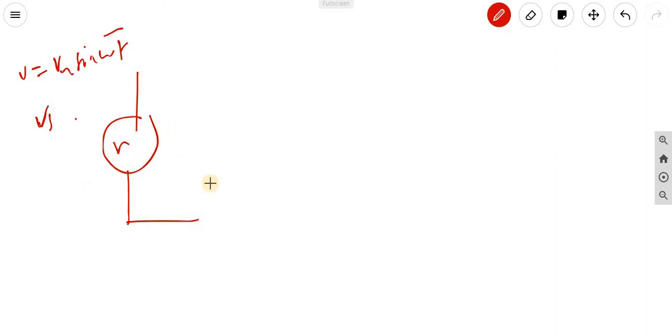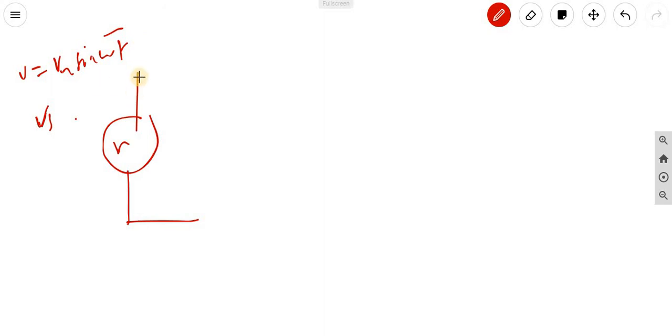Otherwise, in case of DC, there is no frequency, so there would be no phasor because there would be no rotation. You can remember this: for AC only, the phasors rotate. In case of DC there would be no phasor, because there is no frequency, so there will be no rotation. Clear?